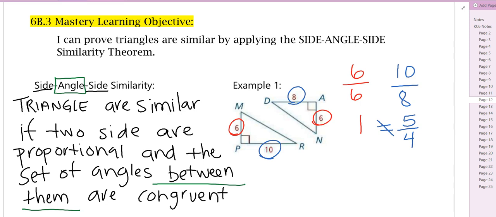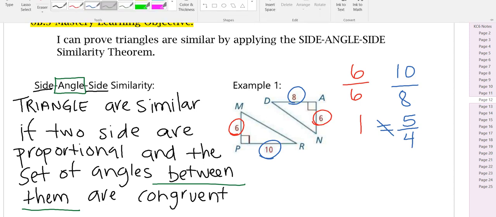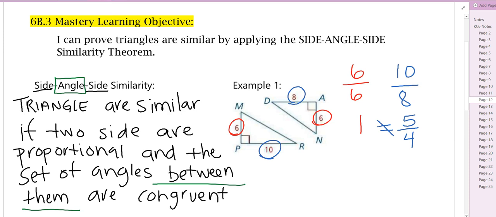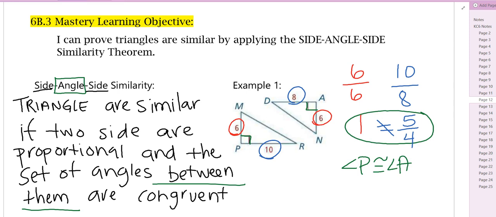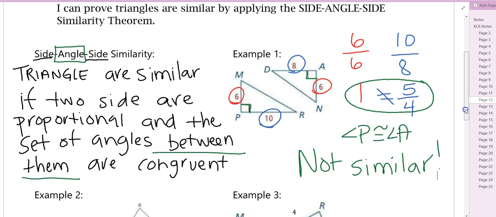All right? Looking at the angle between them, we do have this angle right here. This means a 90-degree angle. This means a 90-degree angle. So angle P is congruent to angle A, but the fact that our proportions of our sides are not equal, these two triangles are not similar. So all the sides and the angle in between have to be proportional, and the angles in between have to be equal.